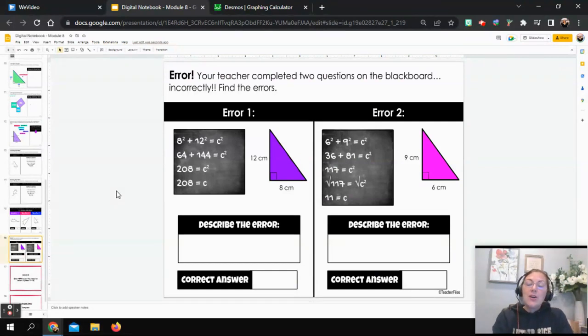So in this one, we have made an error in both of these problems. So what I want you to do is to go ahead and press pause and see if you can identify the error. Once you've identified the error, then I want you to see if you can find the correct answer here. So go ahead and press pause, see if you can find the error in what the teacher did here, and then find the correct answer.